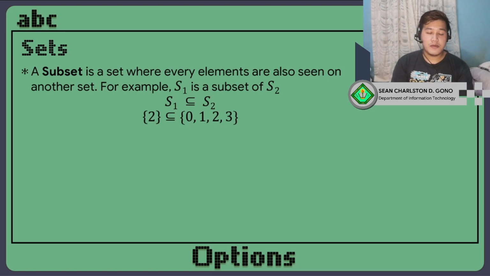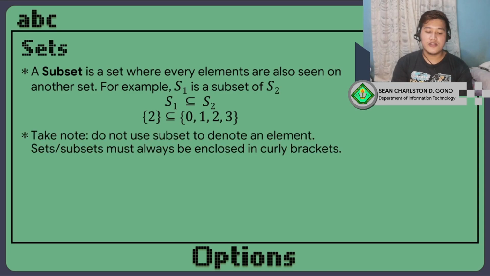There are also common mistakes when using subset of and element of. Take note that you should not use subset to denote an element. Sets or subsets must always be enclosed in curly brackets. So what do we mean by that? You may use it like this.